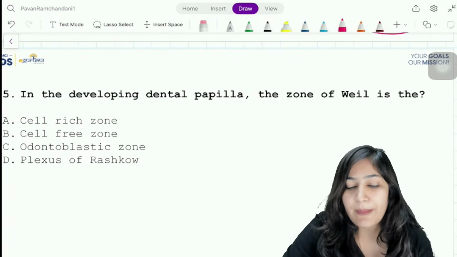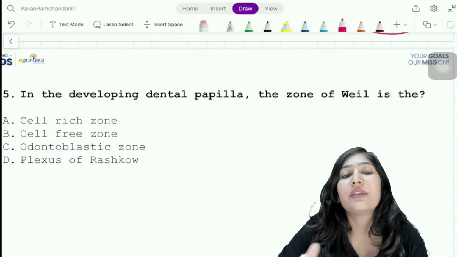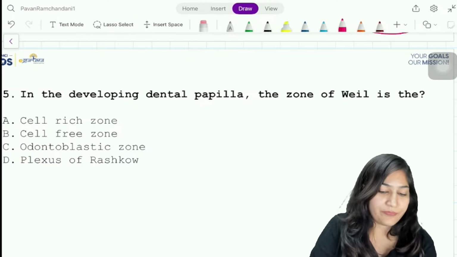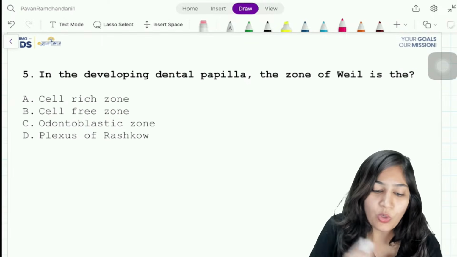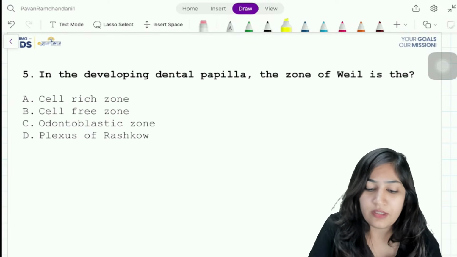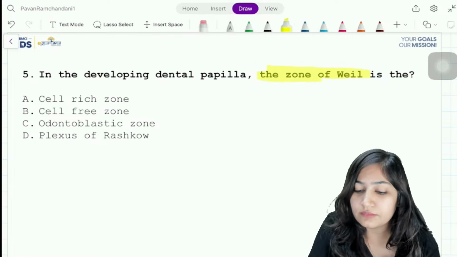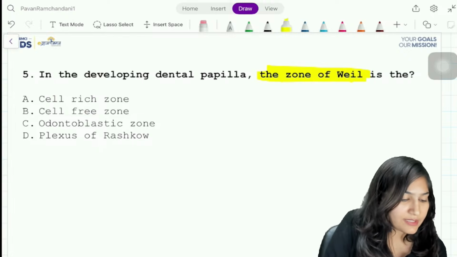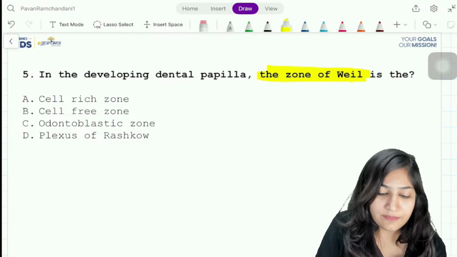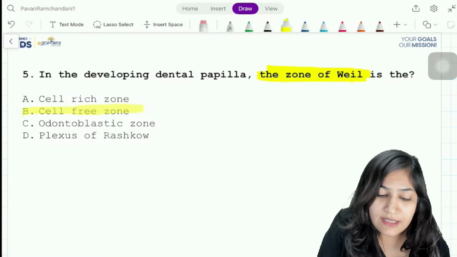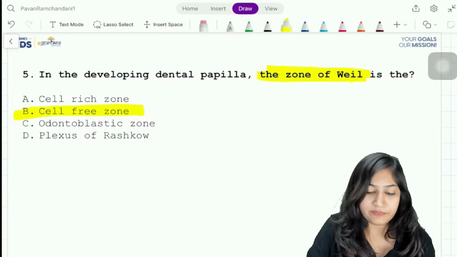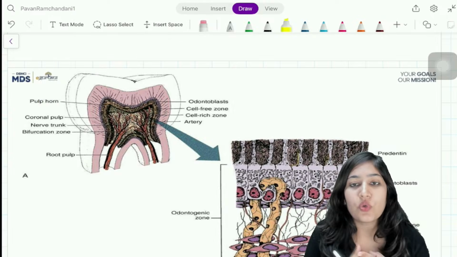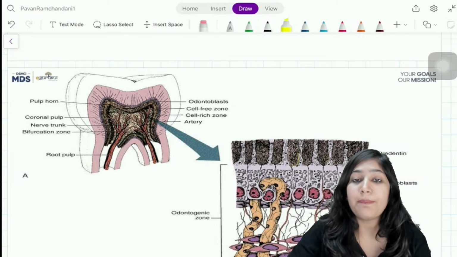Coming to our next question. In developing dental papilla, zone of Weil is it cell-rich zone, cell-free zone, odontoblastic zone, or plexus of Raschkow? What will be the correct answer here? Zone of Weil. Anyone? Cell-free zone. Right. So which are the zones of pulp? Mainly we have odontoblastic zone, cell-free zone, cell-rich zone, and pulp core.